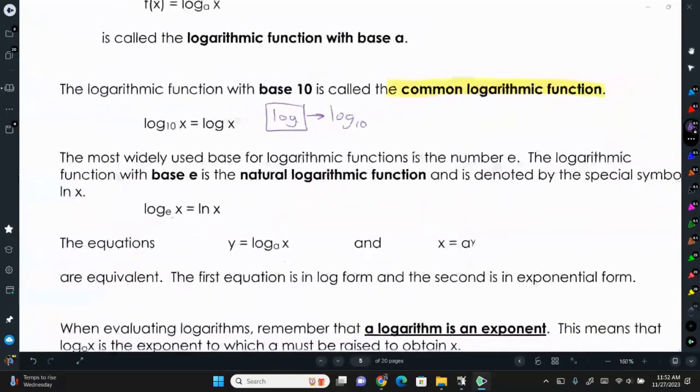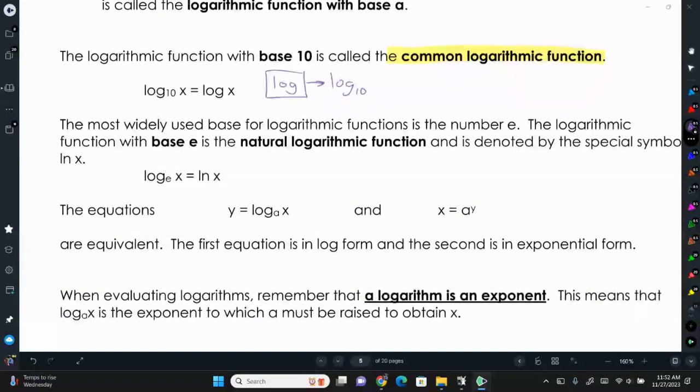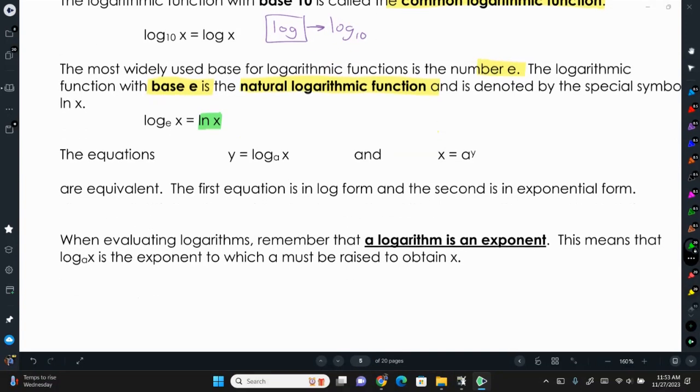And then the letter e is coming back here. So if we have a log base e, it's called the natural log, and we notate that as the ln of x. So instead of writing log base e of x, we are going to write the ln of x. And remember, these two forms, again, are equivalent. There's log form and there's exponent form.